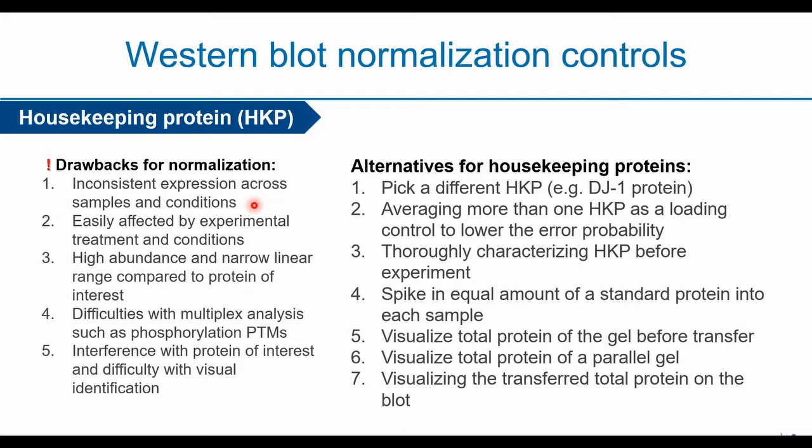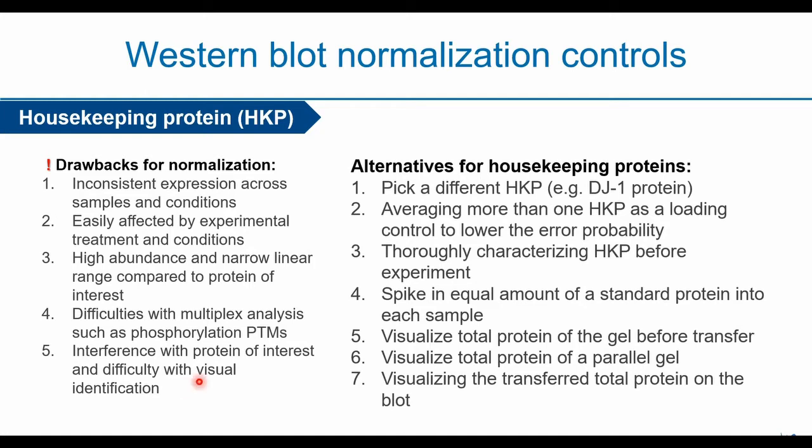So based on these drawbacks, there are several alternatives to housekeeping protein as a normalization control. Firstly, of course, you pick a different housekeeping protein, for example the DJ1 protein. All this information is available in this publication, Moritz, published in 2017, where the author summarized and compared different total protein stains, and described the drawbacks and advantages of housekeeping protein and also total protein stain. I highly recommend you go through this publication, to see what is happening right now, and what the good and bad points of different staining and different techniques are.